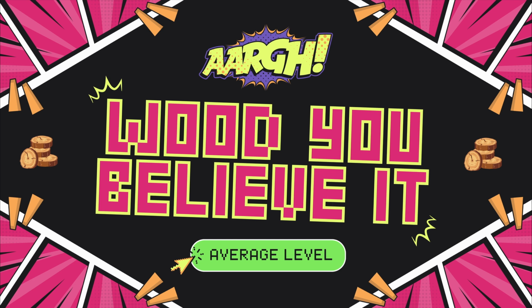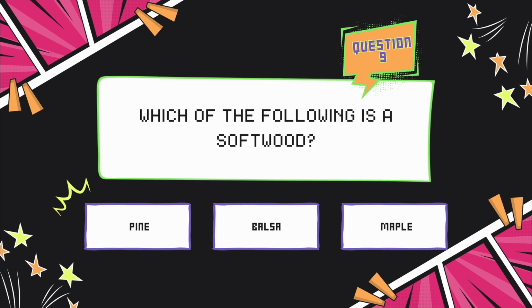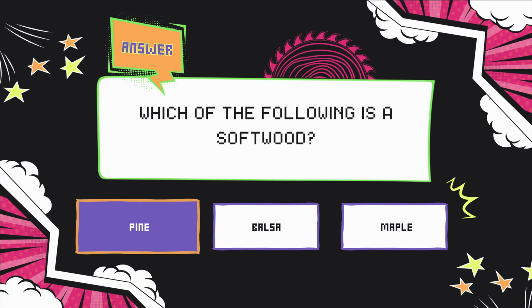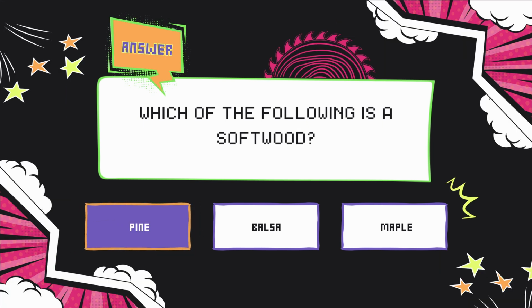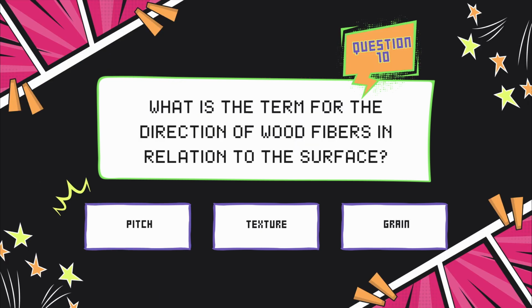Would you believe it? Average level. Which of the following is a soft wood? Pine. What is the term for the direction of wood fibers in relation to the surface? Yep, it's grain.